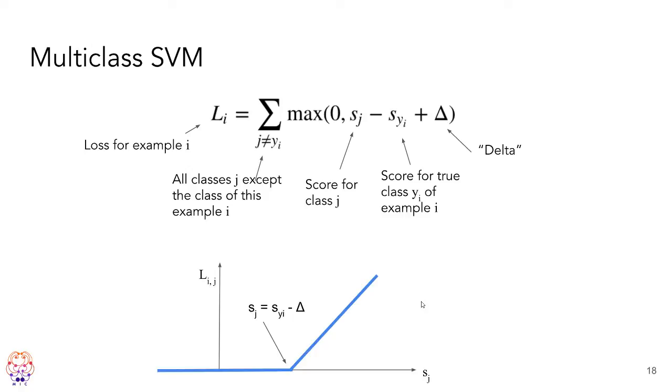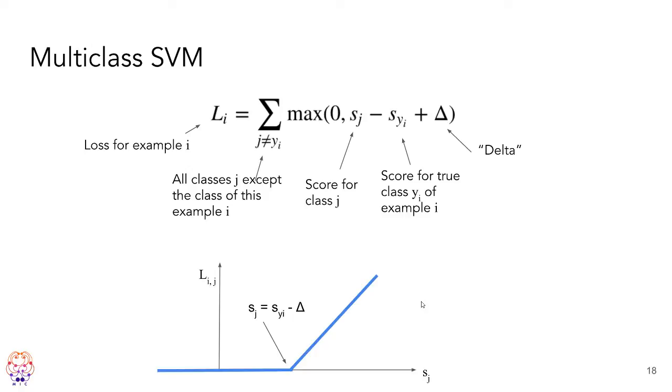And then the actual loss is the maximum of 0 and the score for class J, which is the incorrect class, and then minus the score of the correct class, and then plus some margin of delta. So this loss will be large if the score for an incorrect class is much higher than the score for a correct class. So in this graph here, we say the x-axis is the score for an incorrect class, and then the y-axis is the loss.